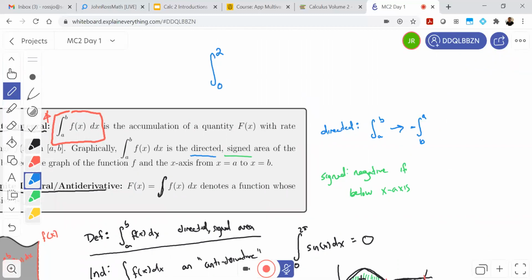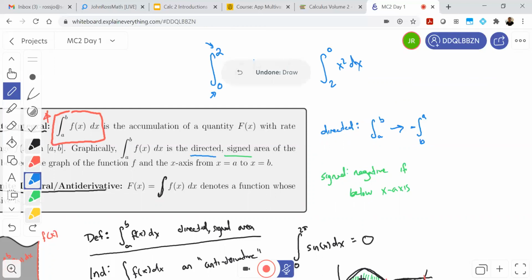So when I say directed, I guess I'm going to say that these bounds of integration matter, and the order in which we write them matters. So if I was interested in understanding the area under the function x squared between 0 and 2, I would write this. And if it ever pops up in an equation that I have something like this, I would say that these two things are not equal to each other.